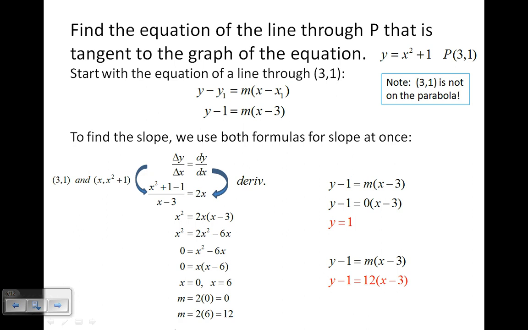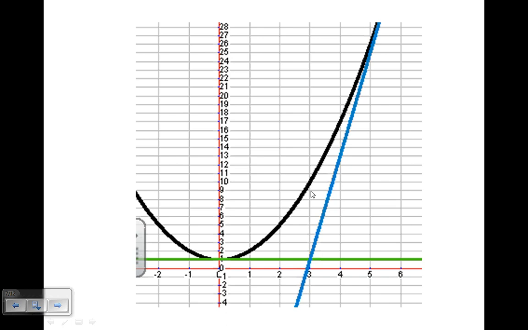I'm going to skip ahead to the next slide because I graphed it. So when you're looking at the parabola, this is the black curve here, there's some point 3, 1 not on it right here. And notice there's a green line. That should be the easy equation of a line to get because it's horizontal. But you also have this blue line that goes through 3, 1 that would be tangent up here somewhere. Okay, so we want to get both those equations.